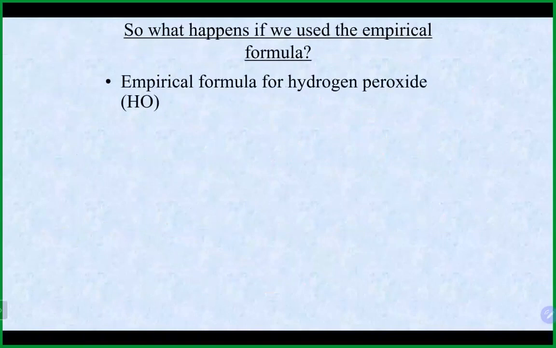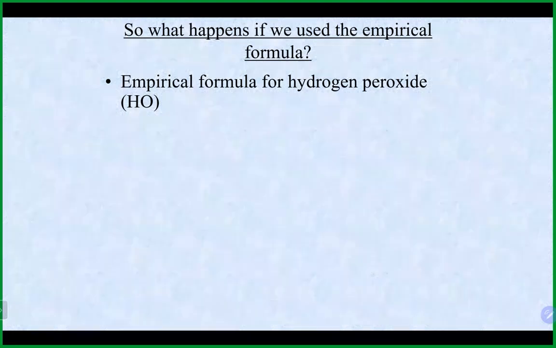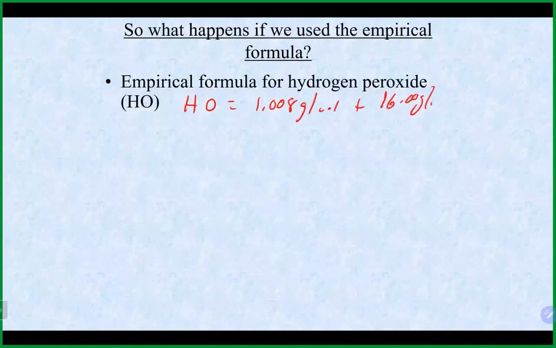All right, so let's take a look at the empirical formula here for hydrogen peroxide, which is HO. So why don't you calculate the percent composition of each element here in the empirical formula? All right, so we approach this the same way. We're going to get the molar mass. In this case, it's just HO, so that's going to be 1.008 grams per mole for the hydrogen and 16 grams per mole for the oxygen, which gets us 17.01 grams per mole.